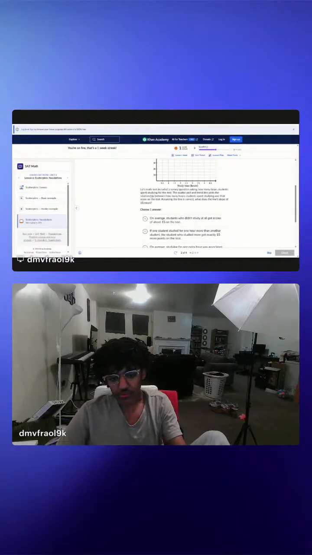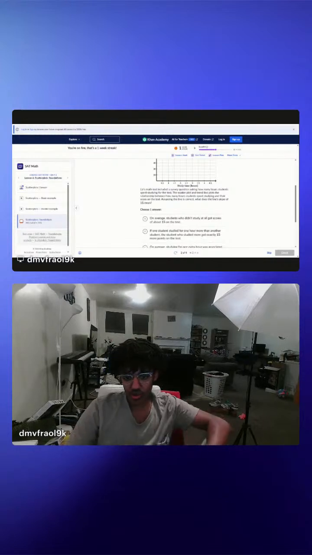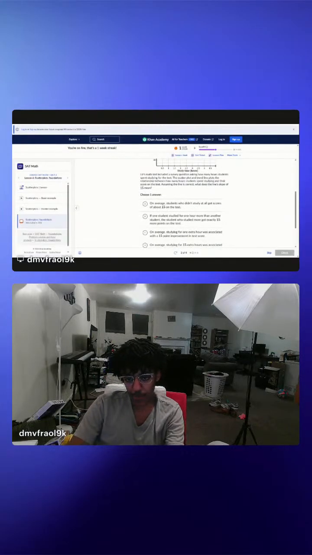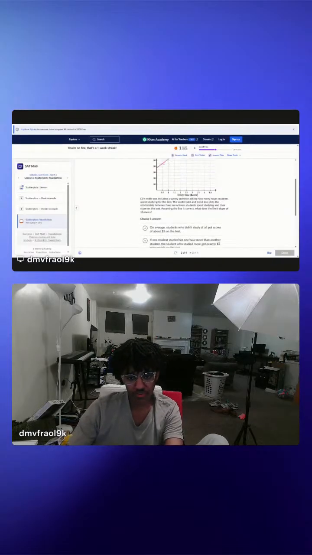Liz's math test included a survey question asking how many hours students spent studying for the test. The scatter plot and trend line show the relationship between how many hours students spent studying and their score on the test. Assuming the line is correct, what does the line's slope of 15 mean?